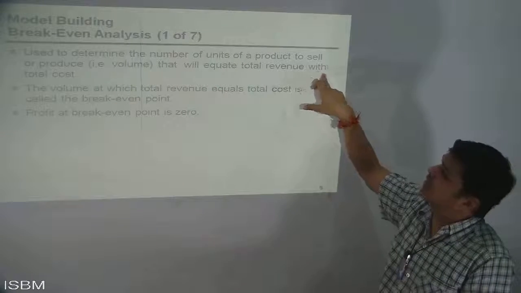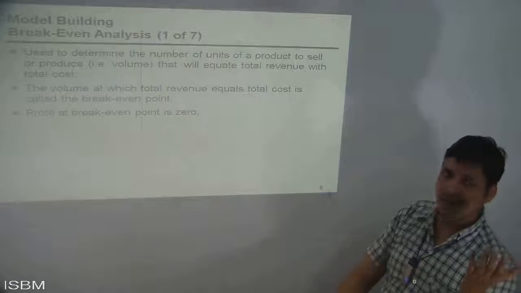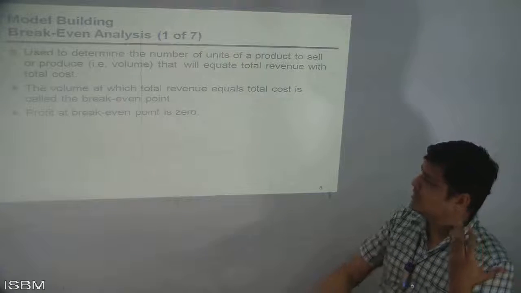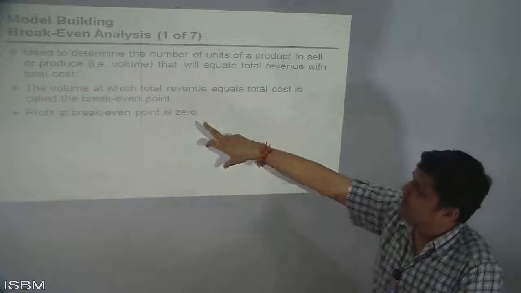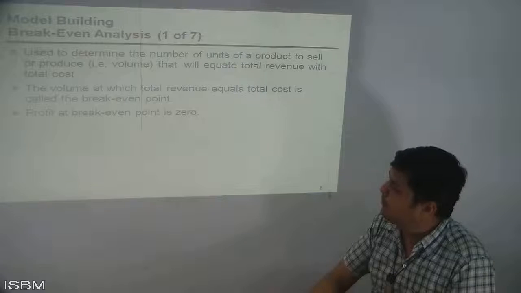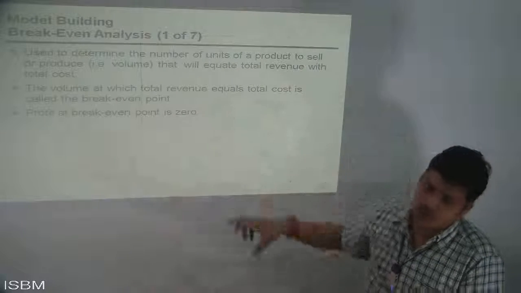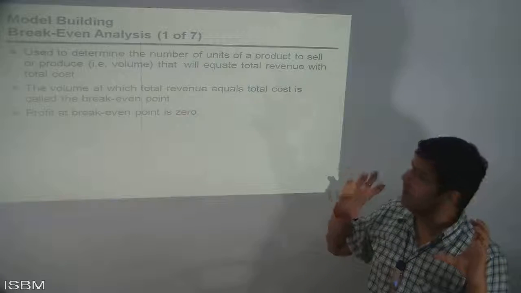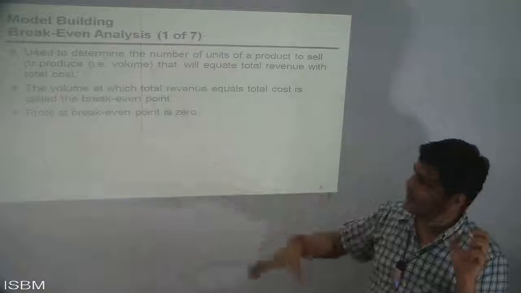That will equate the total revenue with the total cost. So how much will we get after selling those products? The total volume at which the total revenue equals the total cost is called the break-even point. So what is the break-even point? The total volume at which the total revenue will equal the total cost is called the break-even point.